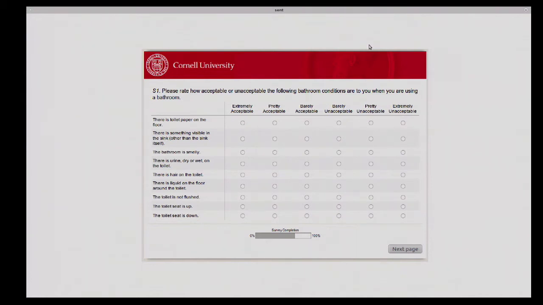It happens these questions are a questionnaire about people's perceptions of whether a bathroom is clean or dirty. For each question, it's a situation in the bathroom. Like the first one is there's toilet paper on the floor, and you should rate whether you find this to be extremely acceptable, pretty acceptable, barely unacceptable, pretty unacceptable, or extremely unacceptable.